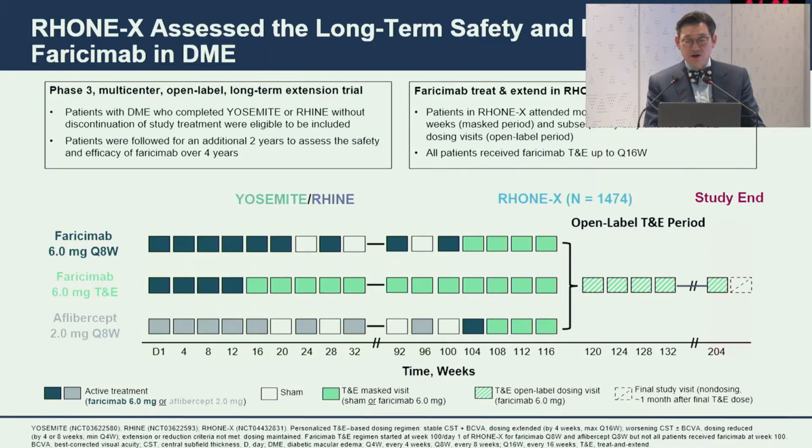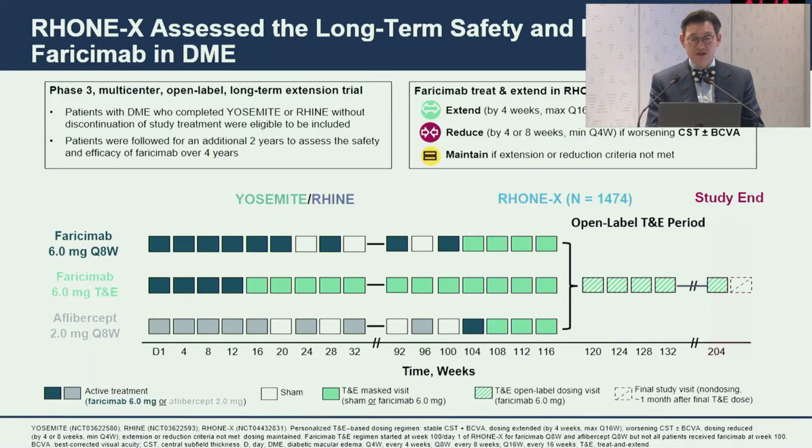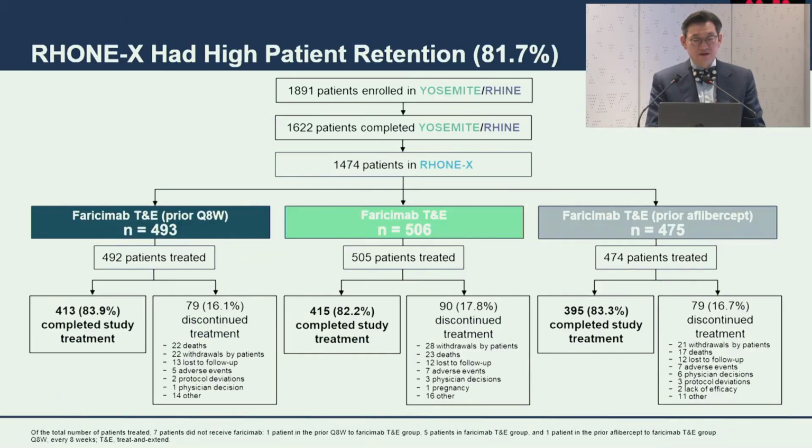The study protocol was that they attended monthly for the first 16 weeks, and then they were rolled onto a treat and extend protocol up to 16 weeks. They could be extended and reduced depending on these criteria. There were 1,622 patients who completed the YOSEMITE and RHINE trials, and of these, 1,474 were rolled onto RHONE-X.